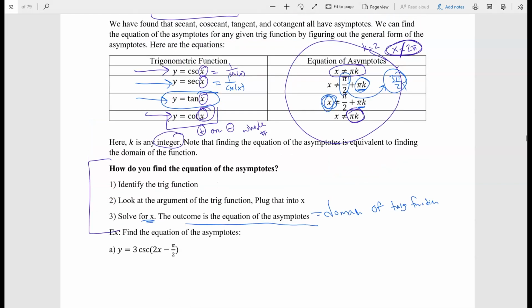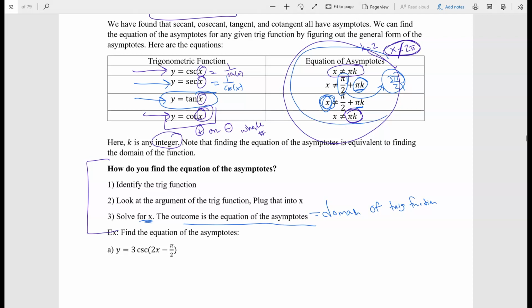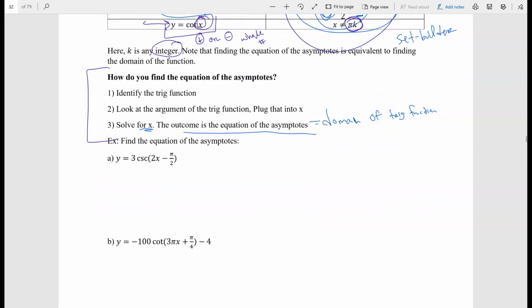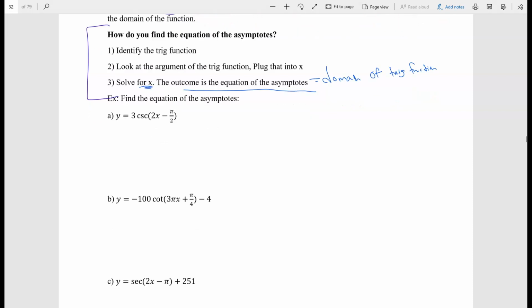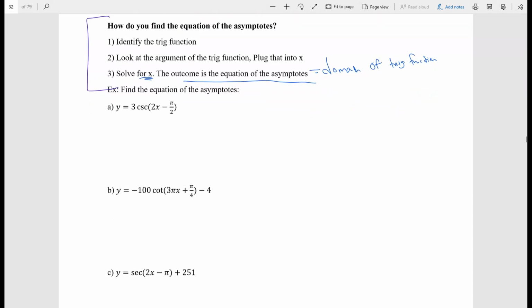These types of equations are not in interval notation. They are in something called set builder notation, which you might have heard in Math 96. It's just a different type of notation, but just finding these equations is good enough. All right, so let's do a couple of examples. Find the equation of the asymptotes. The only thing that's really going to affect the equation of the asymptotes is the x values.